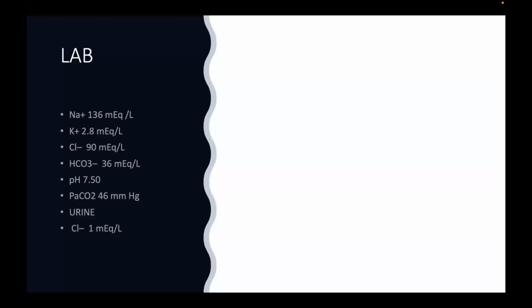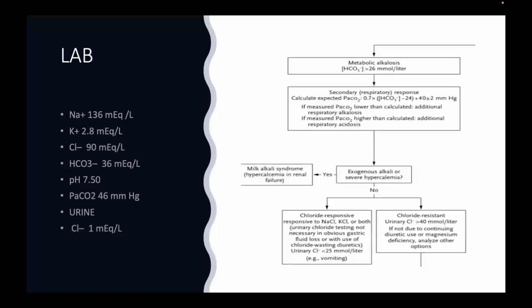Validating the ABG first. Yes, take it for granted that it's valid. After that, the primary problem is pH 7.5. It's alkalemia. And the primary problem is metabolic alkalosis. Yes.